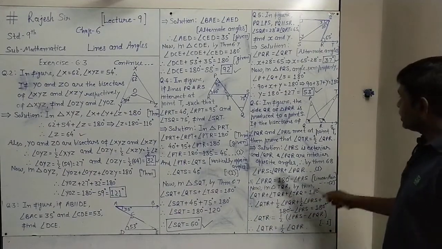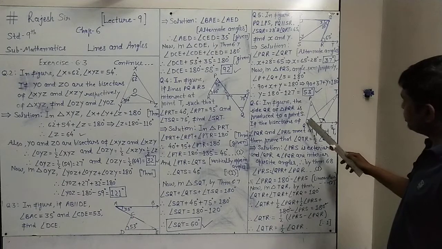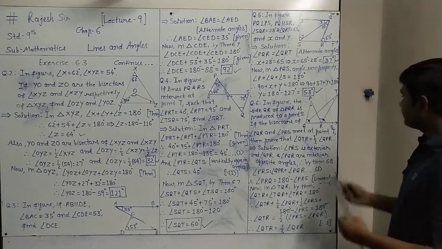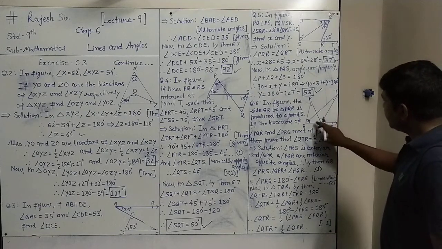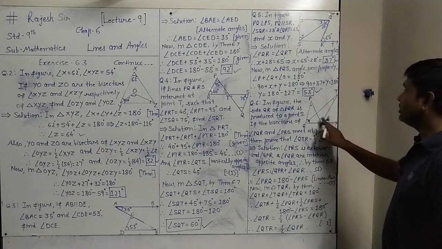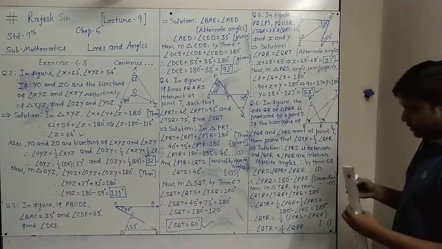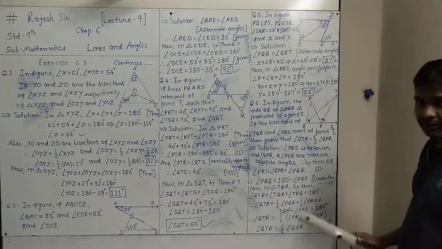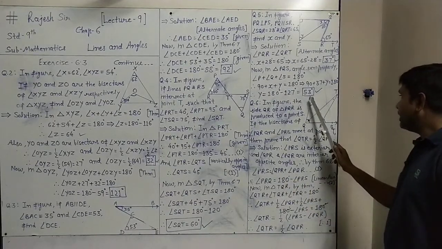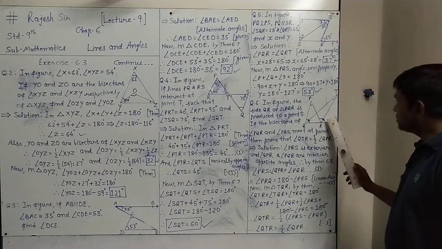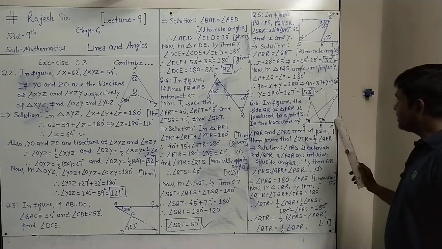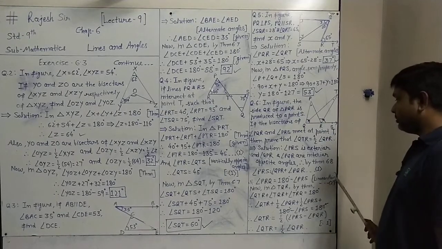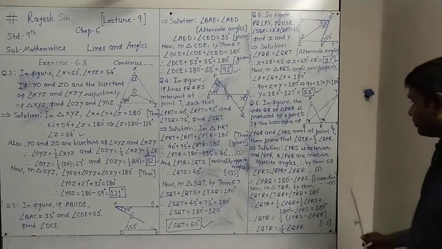And angle PRQ, here you can see, this angle PRQ and this angle PRS form a linear pair. So the sum of these two will be 180, and any one angle will be 180 minus the other one. So angle PRQ equals 180 minus PRS because of the linear pair. Say this as result 2.